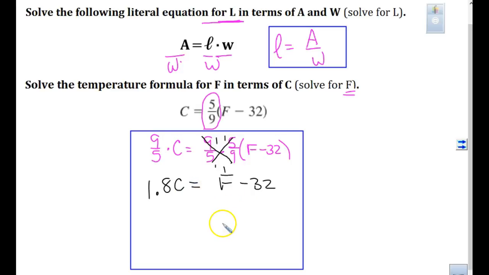Okay? Could we see how easily we could solve for F now? Sanjay, what do I have to do to solve for F? Add 32 to both sides. So we add 32. And I have 1.8 times C plus 32 is equal to the Fahrenheit temperature.